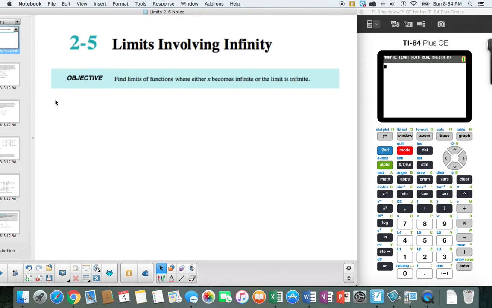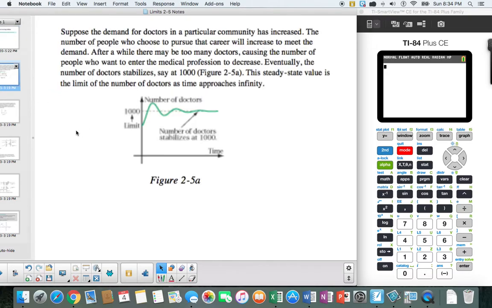Lesson 2-5, Limits Involving Infinity. Find the limits of functions where either x becomes infinite or the limit is infinite. Let's take a look at this example.